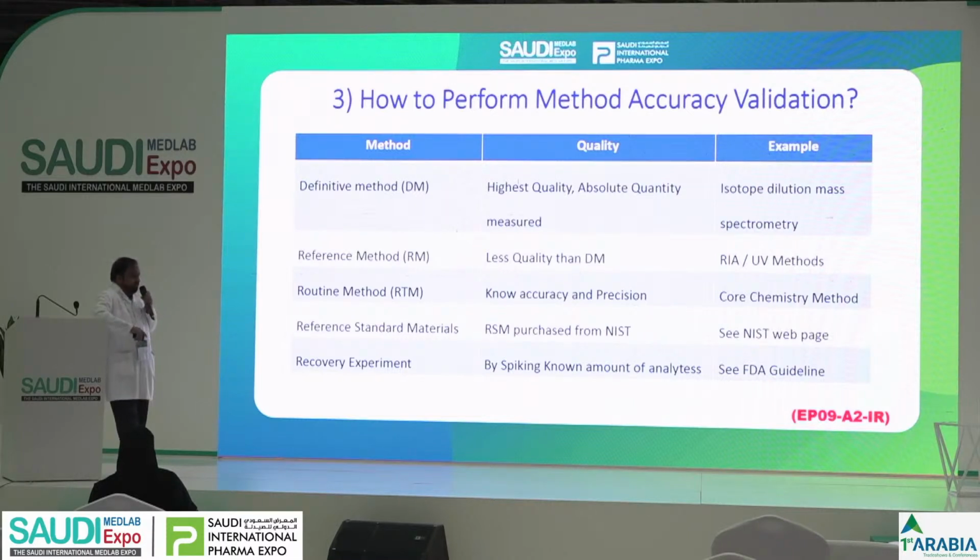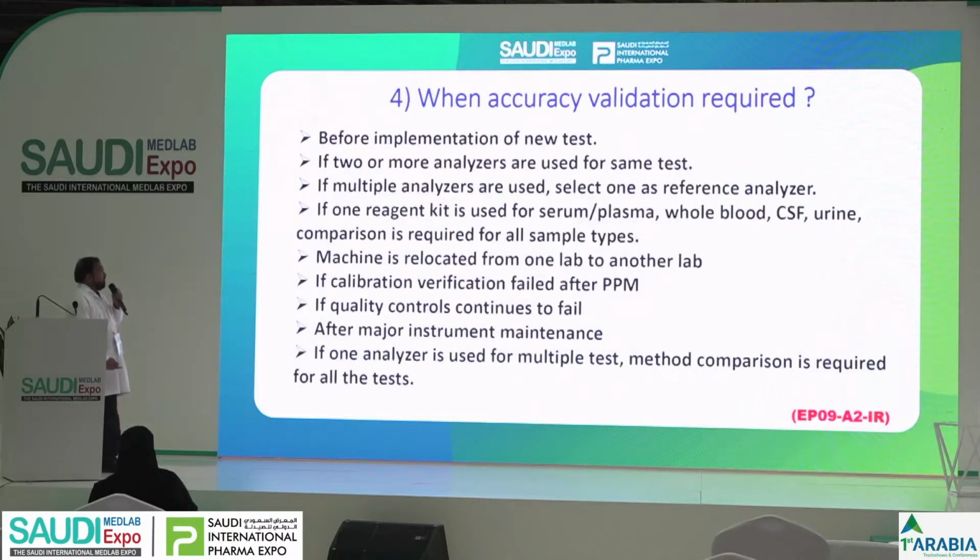The fifth one, the reference material, which is available from the NIST. You can go and Google the NIST page, and whatever you are looking for, there is a huge list of reference materials you can purchase, bring to the lab and analyze and see how accurate your result is. The last one is the recovery experiment. The guideline covering the recovery experiment is only one, which is the FDA guideline. So you have to Google the FDA method validation guideline, and all the detail, about 40 pages of guideline will appear. So let's see when the accuracy validation or comparison is required, when we should do it.